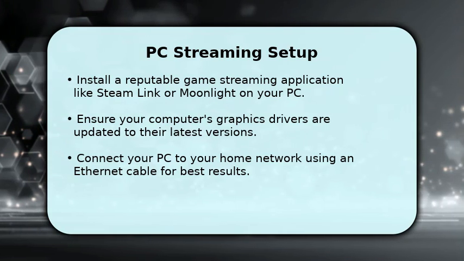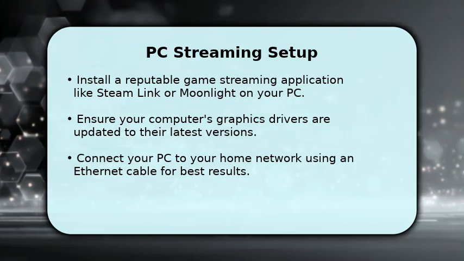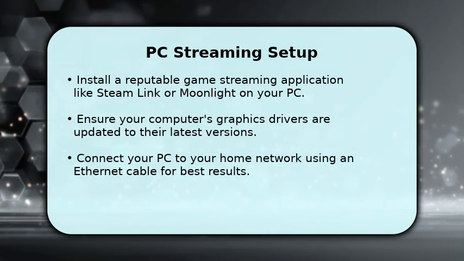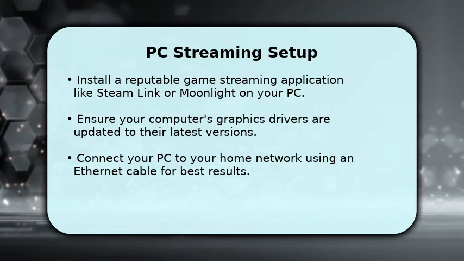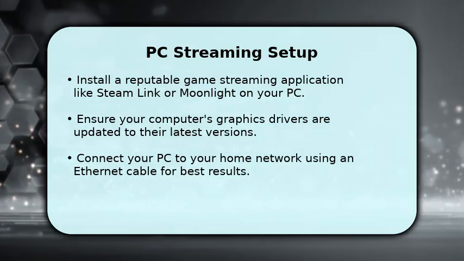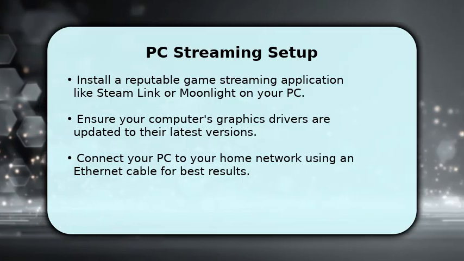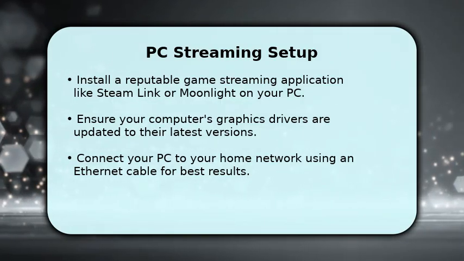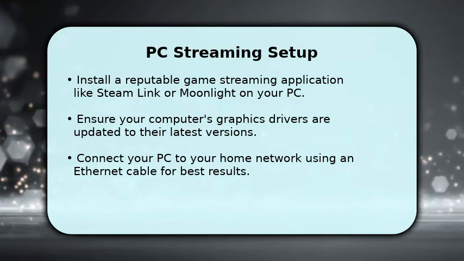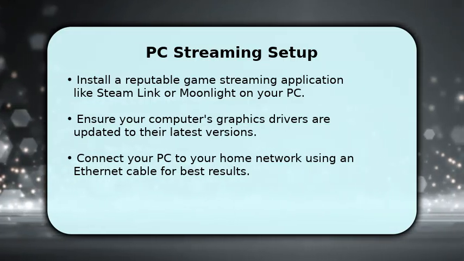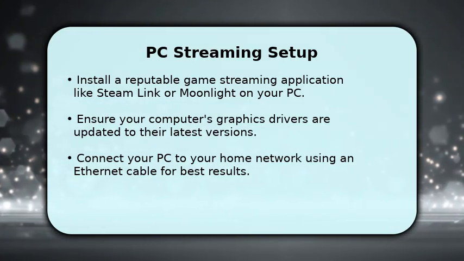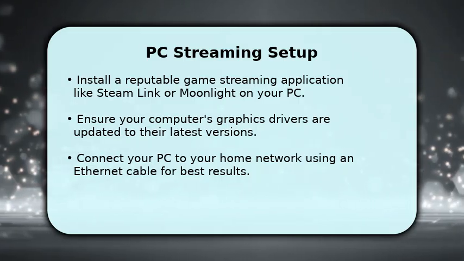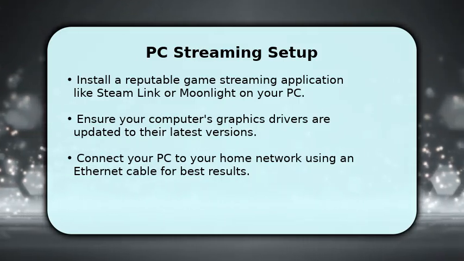First, let's prepare your personal computer. Install a game streaming application such as Steam Link or Moonlight. Make sure your PC meets the game system requirements and that your graphics drivers are completely up to date. For the best streaming quality, connect your computer to your router using an Ethernet cable, ensuring a stable connection with minimal latency. This setup is crucial for a seamless experience.